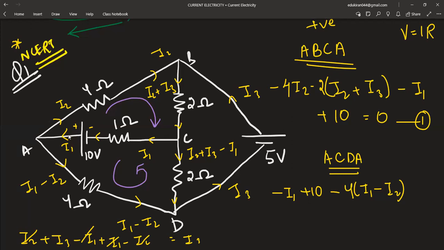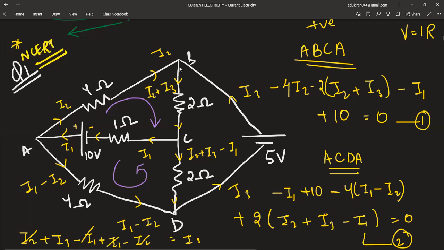See, till here, everything was matching. But as soon as we come to this branch, it is in the opposite direction. So it means this time it will be plus resistance multiplied by the current I2 plus I3 minus I1 is equal to 0. This is the second equation. Clear, class? This is the second equation.